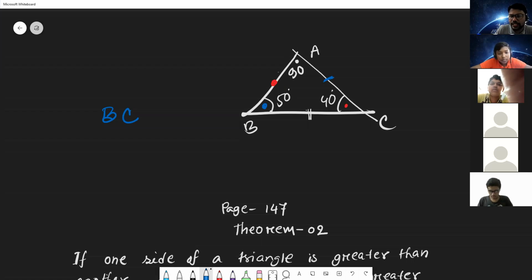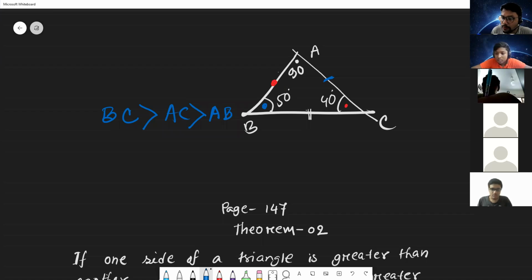So the greatest angle is 90 degrees, and its opposite side is BC. Then the next greater angle is 50 degrees, so its opposite side is AC. And the lowest angle is 40 degrees, so its opposite side will be the smallest. So definitely the side depends completely on the angle. When the angle is greater, its opposite side will be greater. When the angle is smaller, its opposite side will be smaller.